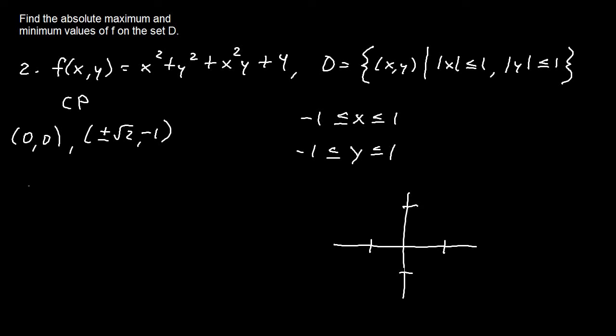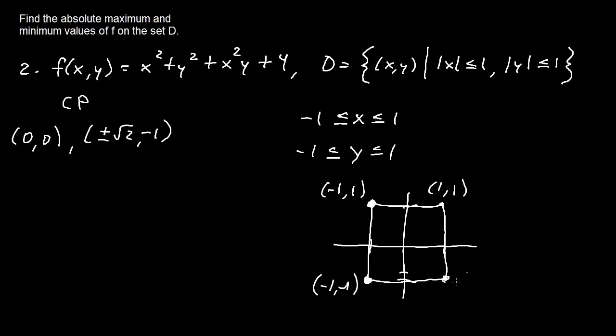So in this case, we are basically looking at a square. The four endpoints of that square, let's start with the top left one. That one's going to be negative 1, 1. The top right one is going to be 1, 1. The bottom left will be negative 1, negative 1. And the bottom right will be 1, negative 1.